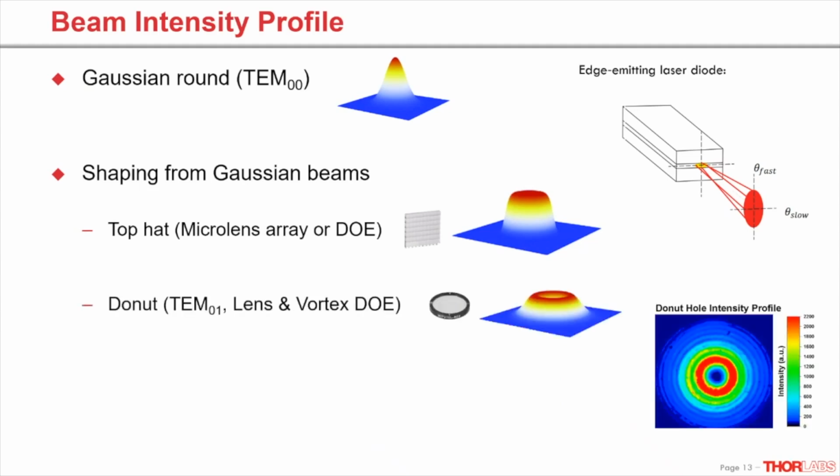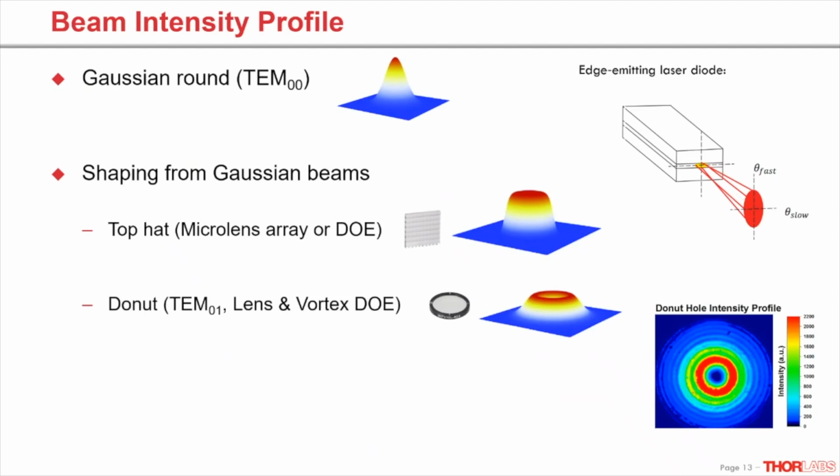Next one, a donut-shaped beam emits the 0-1 transverse mode. It can be shaped with a lens and vortex diffractive optical element combination. Applications here can be found in optical communication, optical trapping, or laser detection and ranging.